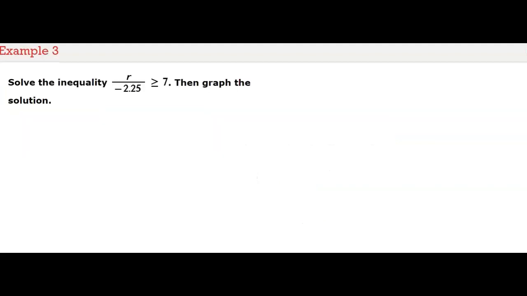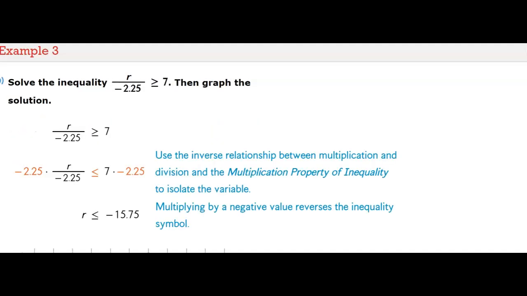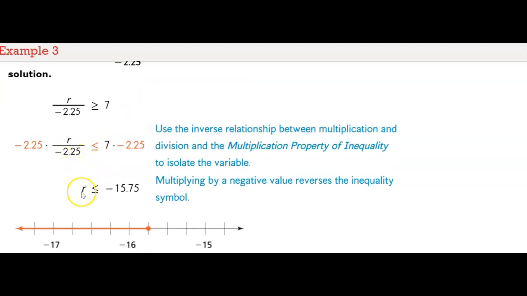Solve the inequality r divided by -2 and 25/100 is greater than or equal to 7. Then graph the solution. So we're going to multiply the -2 and 25/100 on both sides, and we're going to get the r by itself here. And when we do multiply it, we're going to get negative 15 and 75 hundredths. And then we're going to graph it, and it's going to be a closed circle because we have that less than or equal to. And it's going to be all the possible solutions that are less than that negative 15 and 75 hundredths.